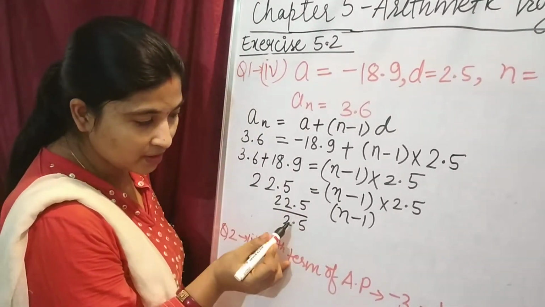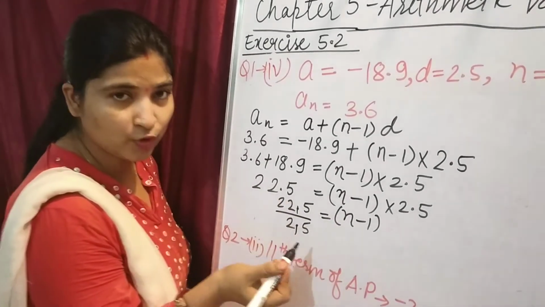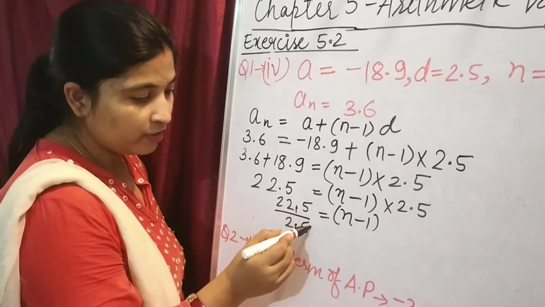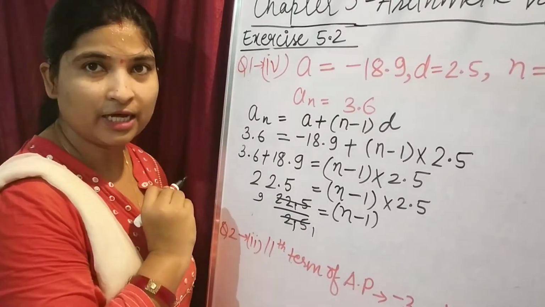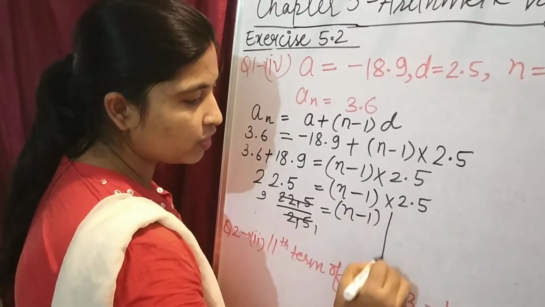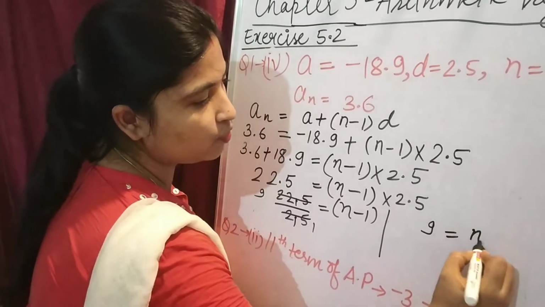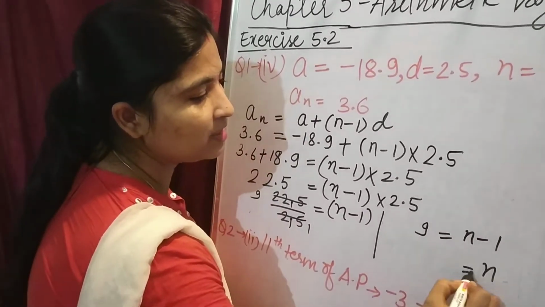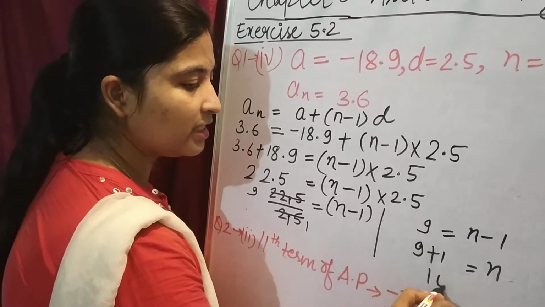You can cut the decimal. Now you can cut with 5 or you can cut with 25 also. 25 ones are 25, 25 nines are 225, or you can do with 5 also. It's your wish. So can you see that I'm making a line over here that 9 is equal to n minus 1. So n will be, this minus 1 will go that side in plus. So 9 plus 1, and that is your 10.